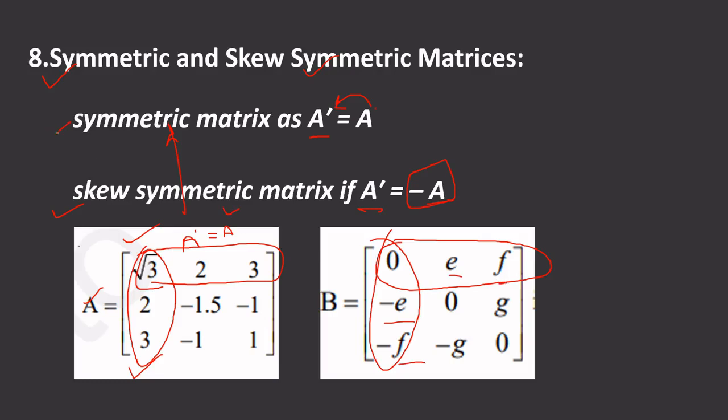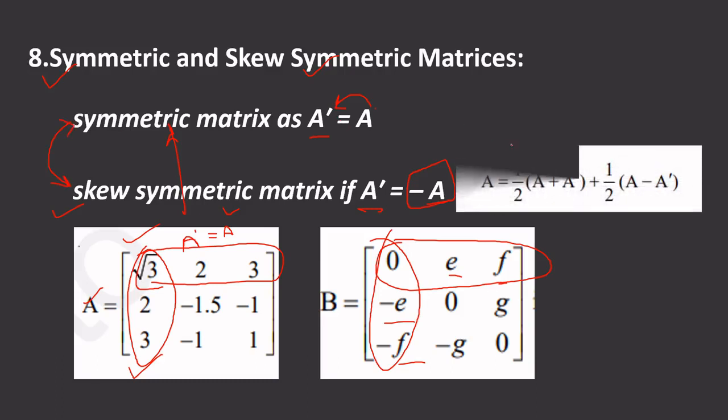There is also a relation between the skew and symmetric matrix, which is this: A can be represented as (A plus A dash) plus (A minus A dash), which is always equal to A. So there is a relation between A and the different properties of this matrix, which are symmetric and skew matrix.